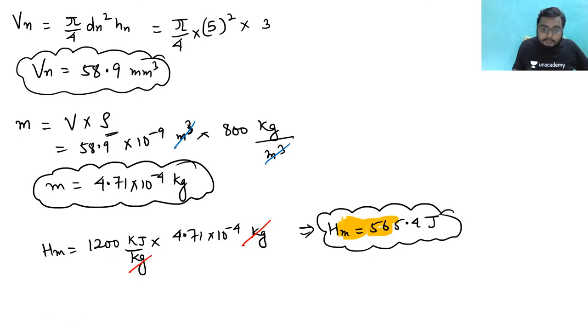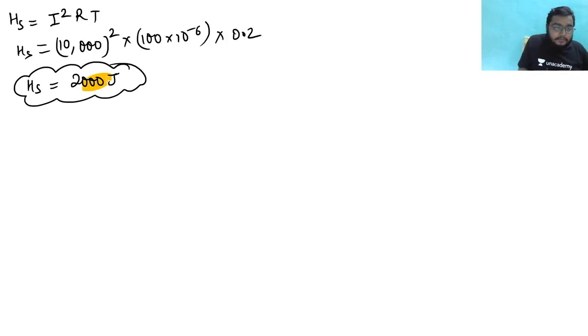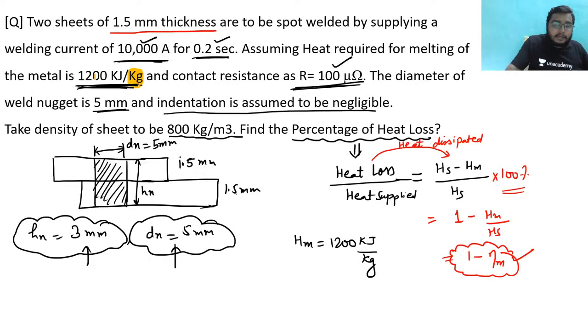Now see, you got this HM. You got this HS. Now what do you need to find? You need to find the percentage of heat loss. So what is the percentage of heat loss? It can be given by HS minus HM divided by HS, into 100.